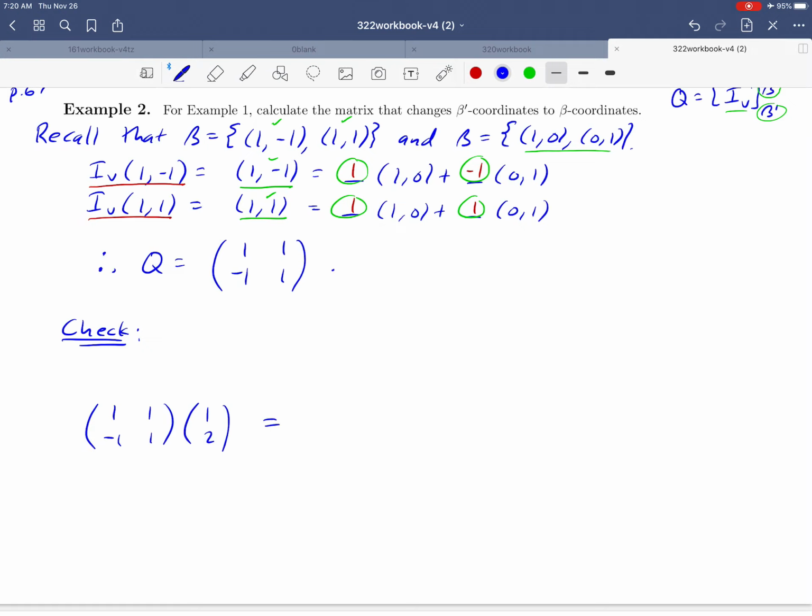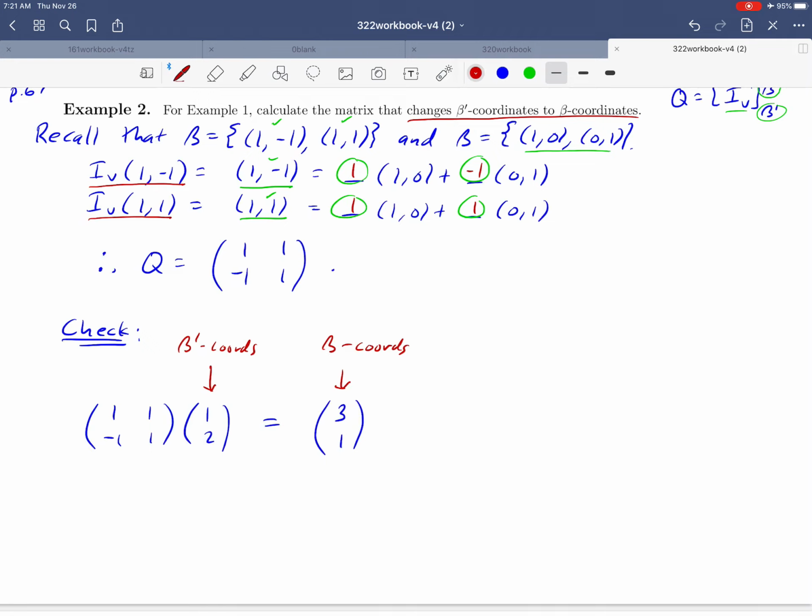What happens when we do that matrix multiplication? If we focus on the first row, (1, 1), and multiply that by (1, 2), we get 1 times 1 plus 1 times 2, which is 3. Then the second row, -1 times 1 plus 1 times 2, gives us 1. If this is the correct matrix, we can think of the (1, 2) as being beta prime coordinates, and the (3, 1) as being beta coordinates. After all, this matrix is supposed to be the change of coordinate matrix that changes beta prime coordinates to beta coordinates.